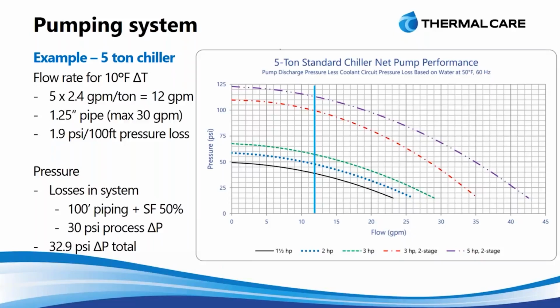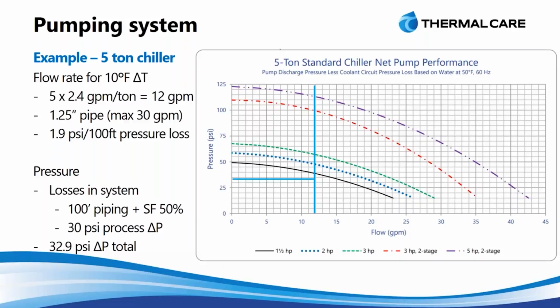The 30 psi pressure delta P is the pressure loss that we're going to say through the actual process itself. So a heat exchanger that's cooling oil on a hydraulic system is going to have a pressure loss associated with it. That's something that would be spec'd out from the manufacturer of that piece of equipment. In this example, we're arbitrarily going to put 30 psi. So based upon the 1.9 psi loss per 100 feet at 150 feet total equivalent piping, plus the 30 psi loss, we're looking at a total delta P of about 33 psi.